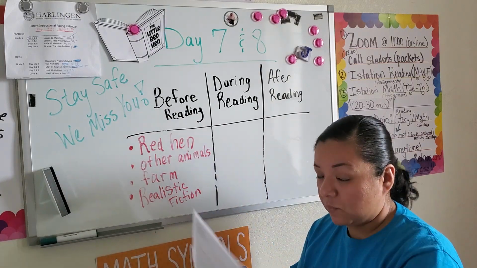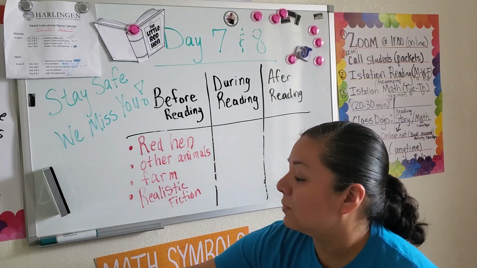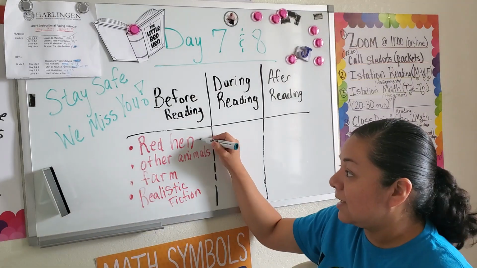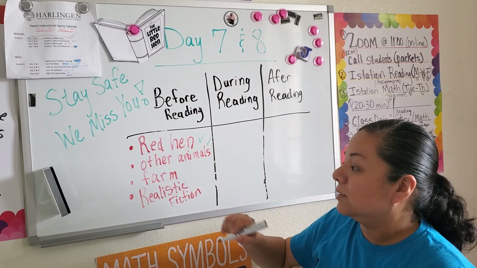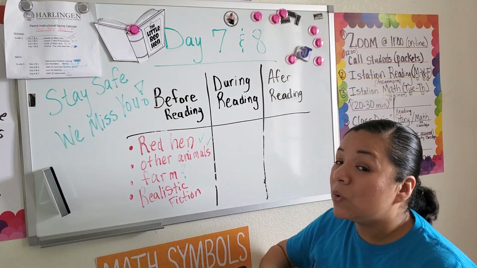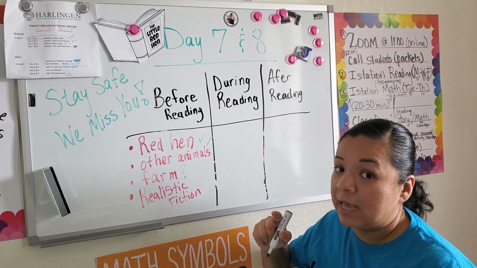All right, so before we go on, I want us to check our prediction of before reading, okay? Now, let's go back. Did we have Red Hen? Yes. Were there other animals? Yes. Was it a farm? We don't know that yet. They did not mention that, so we can't say that it is a farm, okay?